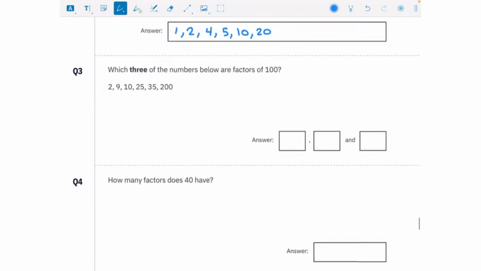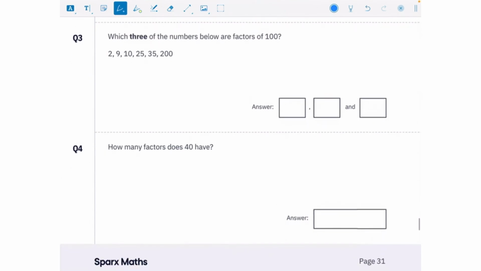Question number 3, which 3 of the numbers below are factors of 100? So factors are going to fit in an exact number of times. So 2 is a factor of 100. 9 is not a factor of 100, it doesn't fit in an exact number of times. 10 is a factor because it fits in 10 whole times. 25 is a factor because it fits in 4 whole times. 35 does not fit in an exact number of times, and 200 can't be a factor because it's bigger. So 200 is actually a multiple of 100, but it isn't a factor, it doesn't fit in an exact whole number of times.